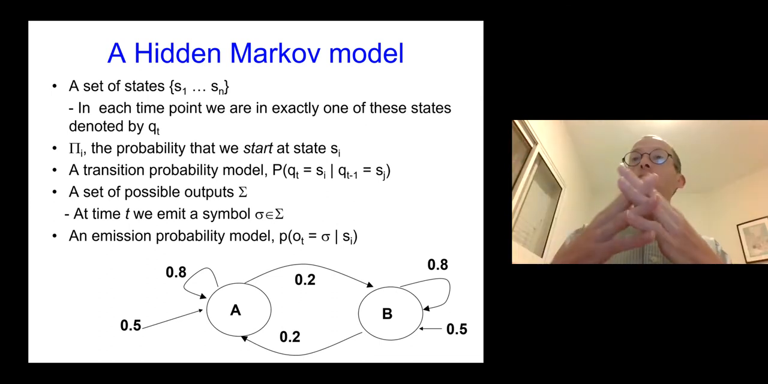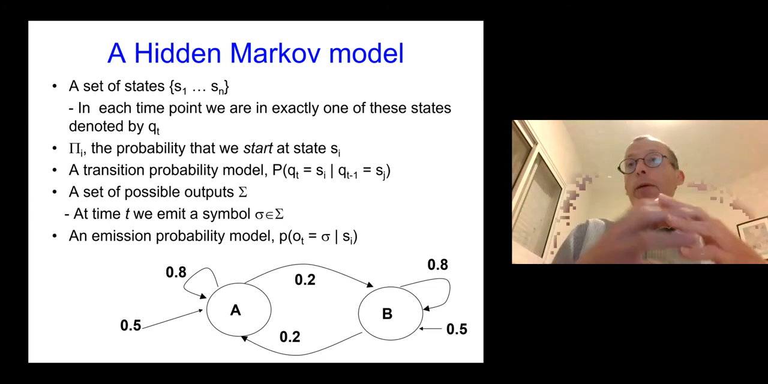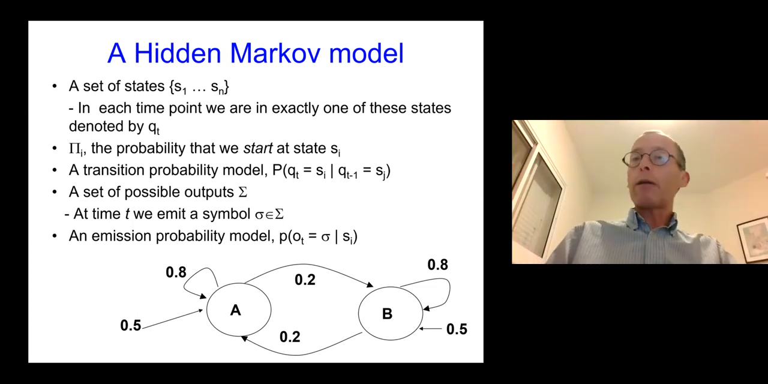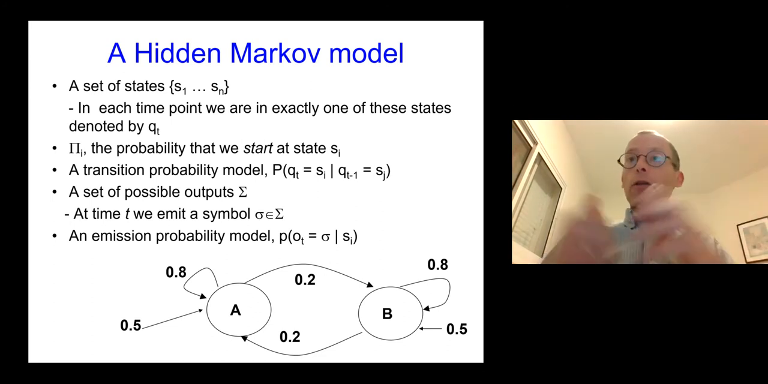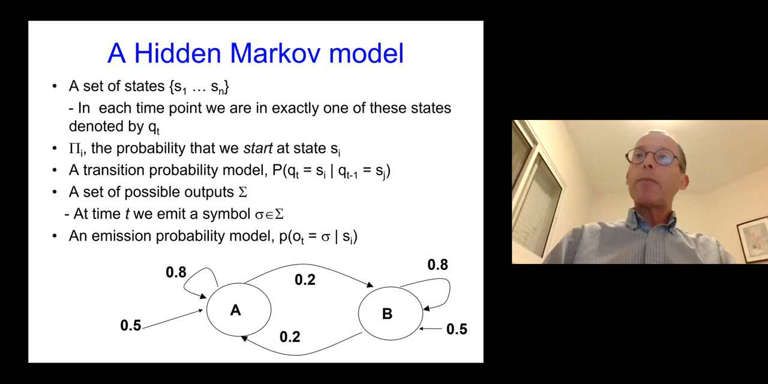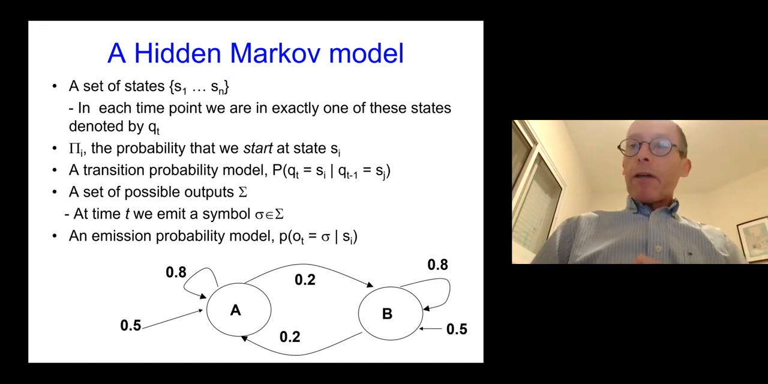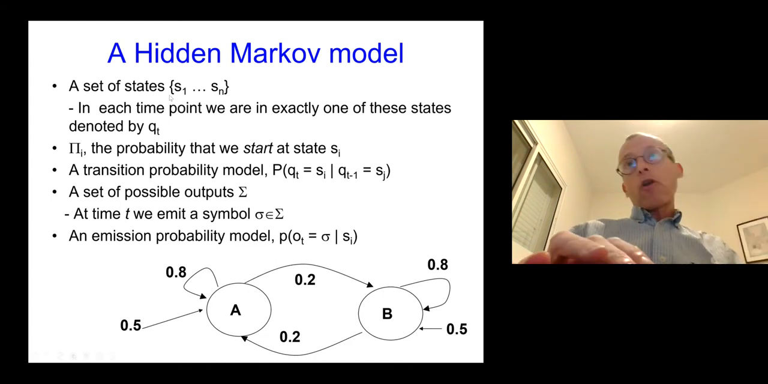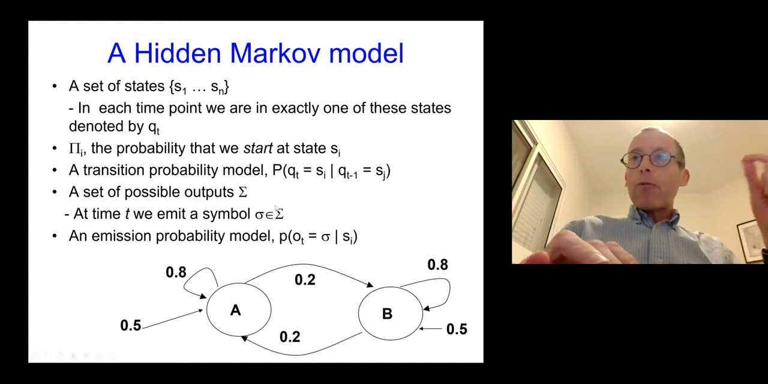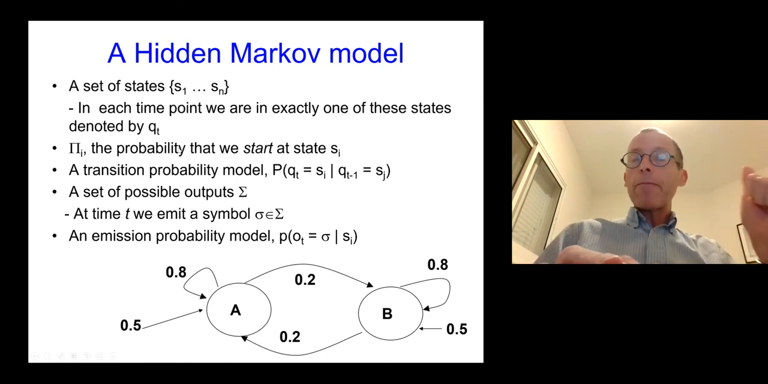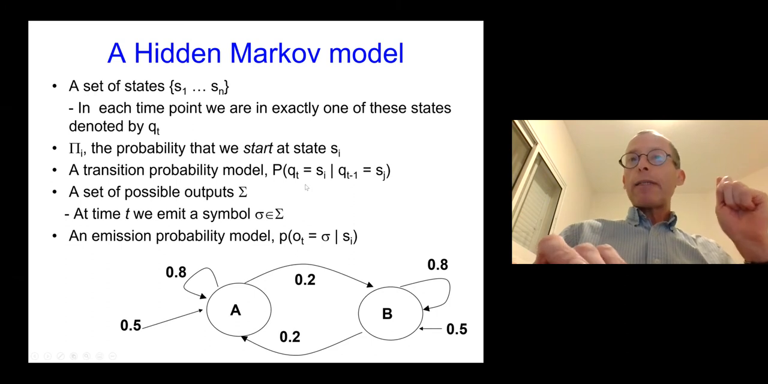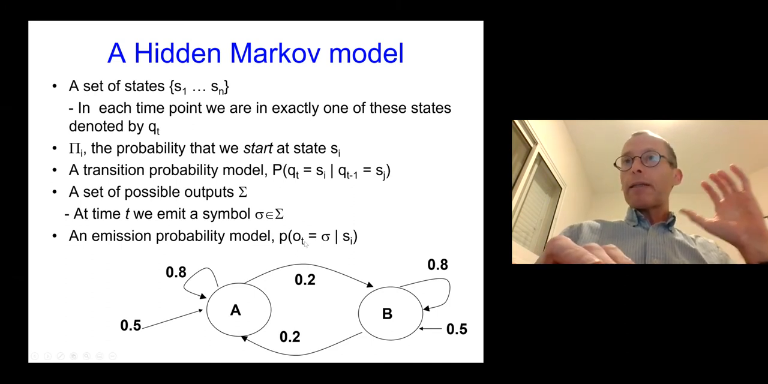Now, if the outputs are discrete, the probability is usually a discrete probability, right? It could be binomial, it could be multinomial, whatever. If the values are continuous, like in a sensor, you need a continuous probability distribution because you have to be able to accommodate that. But that's up to you to define. Okay, so the parameters, right? We have the states, which are not parameters, they are defined, and we have the vocabulary, which is also defined, but we have a set of parameters. The parameters are the initial probability, the transition probability, and the emission probability. These are the set of parameters.